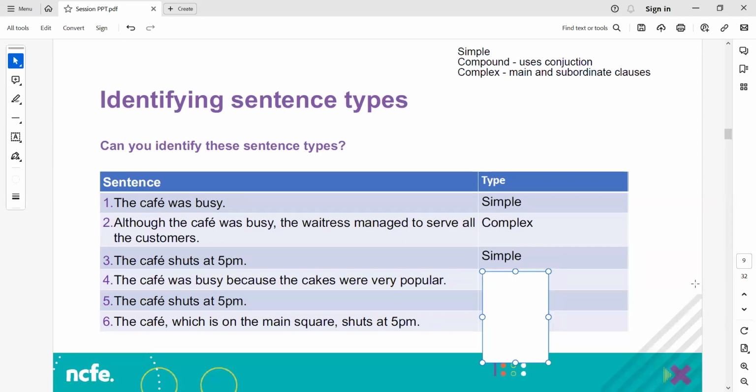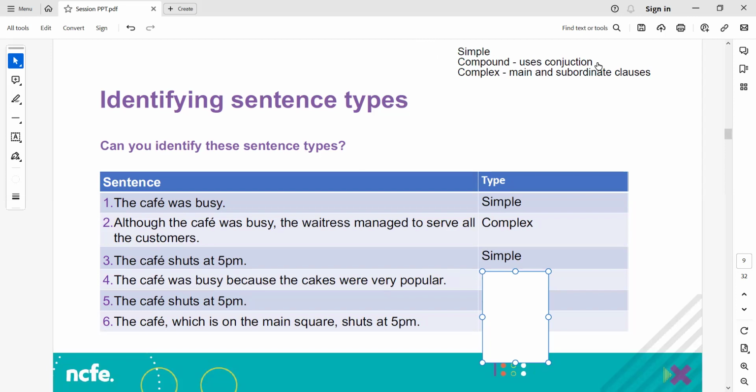The cafe was busy because the cakes were very popular. So what type of sentence is that? So how is it a simple sentence? What? Go on. So is it simple? The cafe was busy because the cakes were very popular. Does that look like a simple sentence? No. So it must be one of the other two.